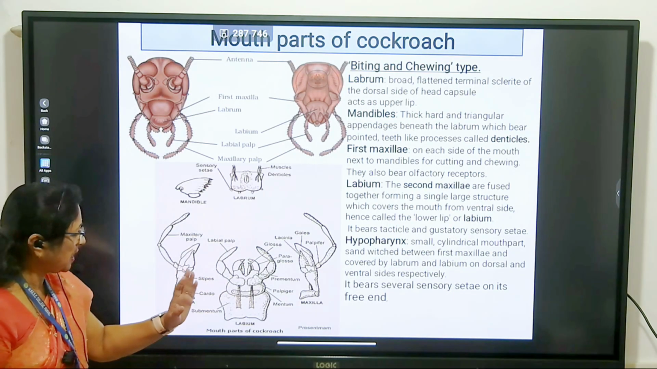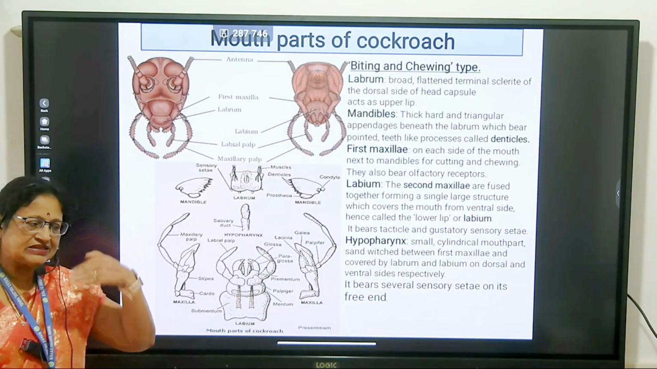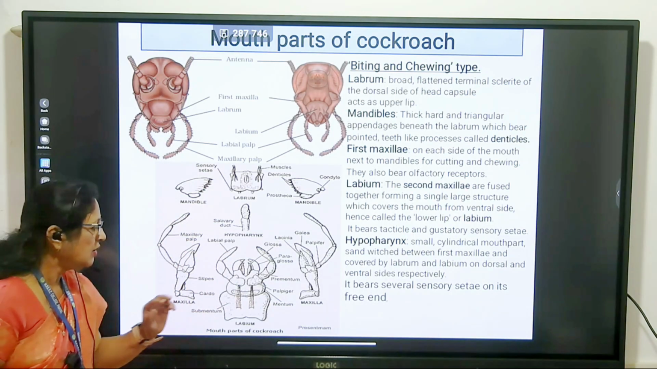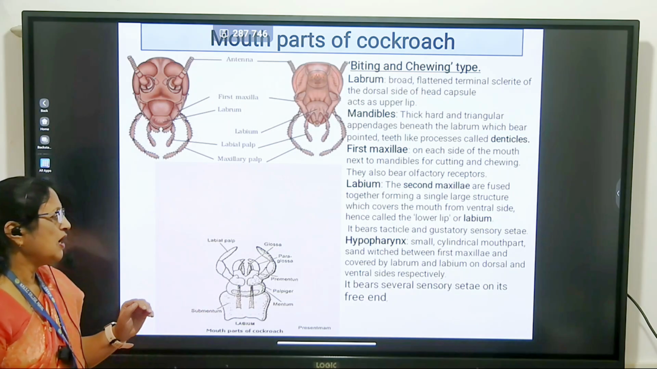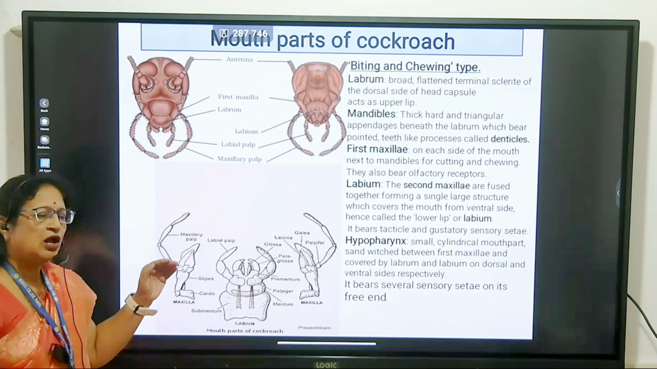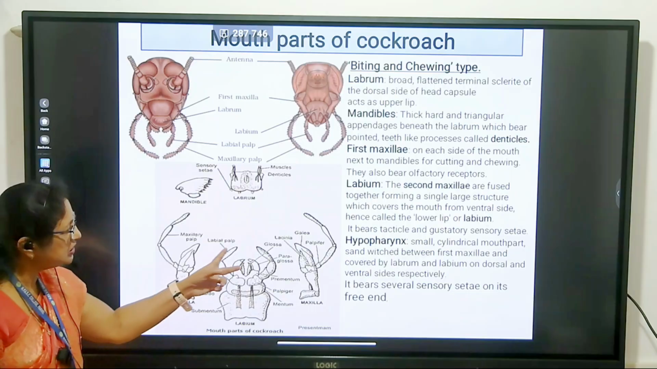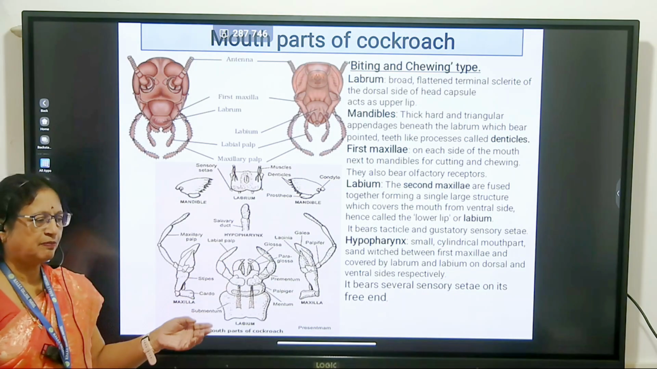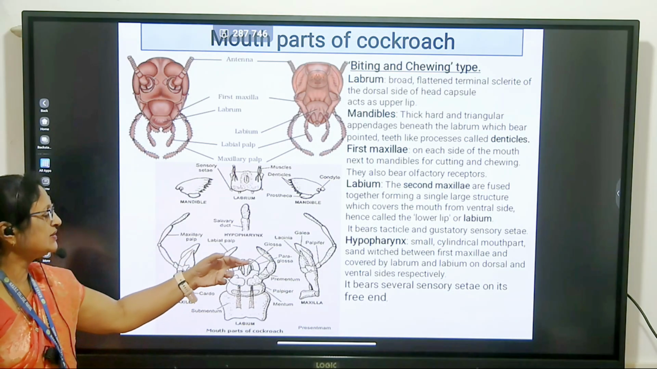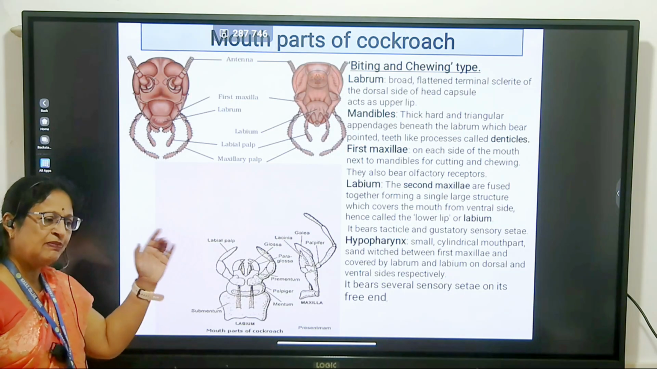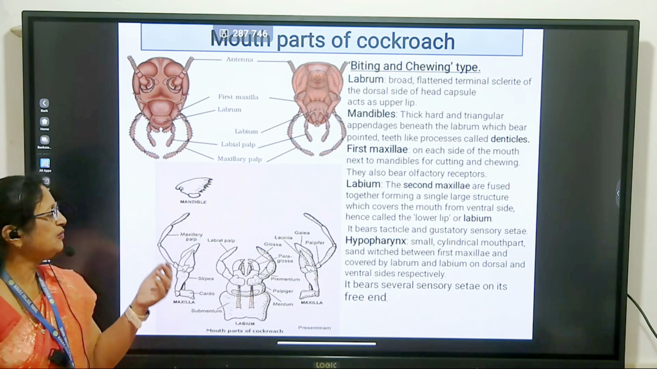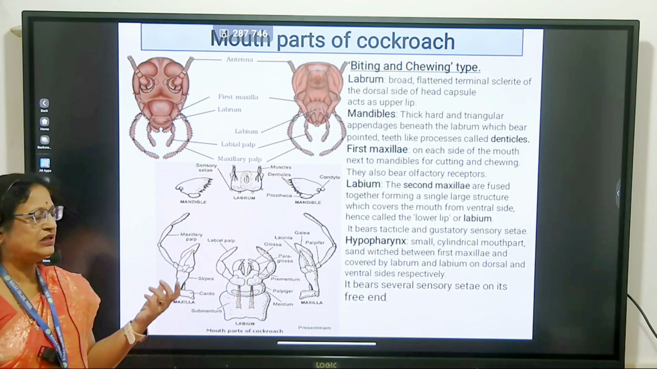Now the last part, which is present exactly opposite to the labrum, is the labium, and this labium is also called the lower lip. It also has the labial palp, or hand-like jointed structures, and this labial palp also functions the same as the maxillary palp.